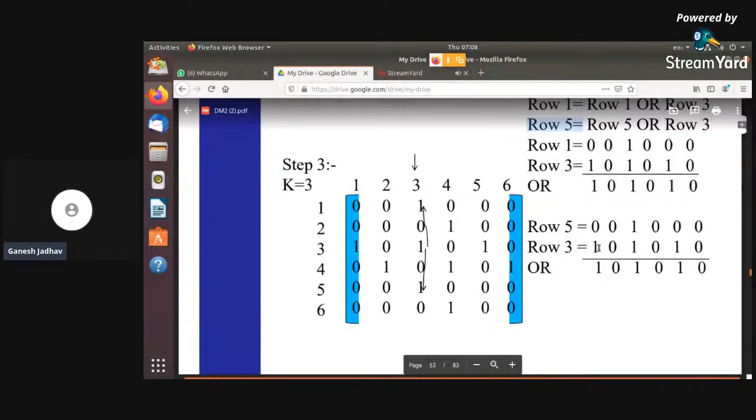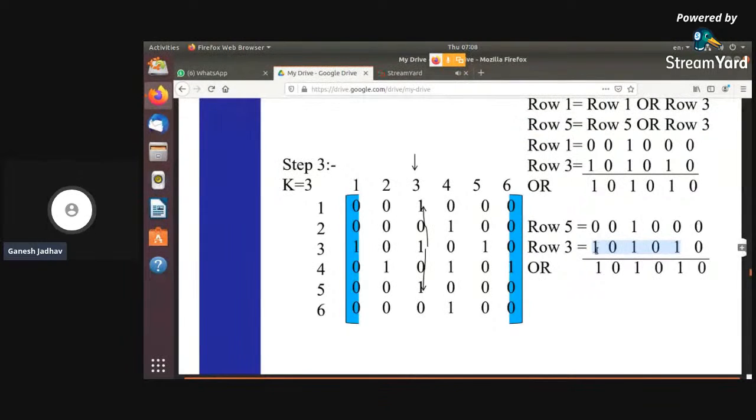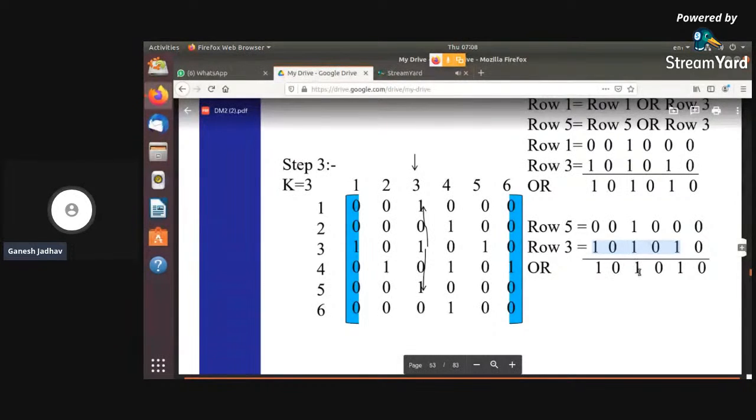Then 0 or 1 is 1. Then 0 or 0 is 0, 1 or 1 is 1, 0 or 0 is 0, 0 or 1 is 1, and 0 or 0 is 0. Okay, so this is one of the examples.